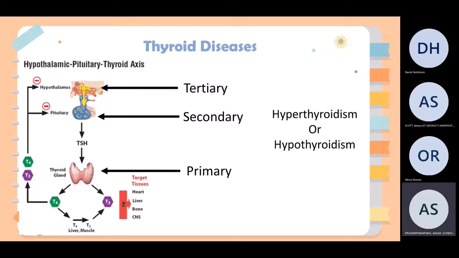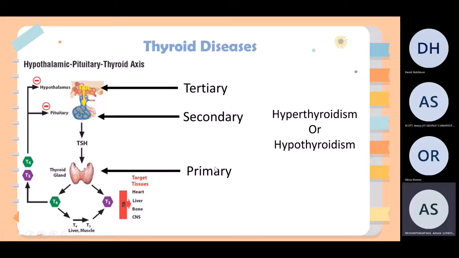So you've got two different types of thyroid diseases. You've got your hyperthyroidism and your hypothyroidism. The hyper meaning you've got too much, and hypo meaning you don't have enough. And then this is divided into your primary, secondary, or tertiary, depending on which level is affected.